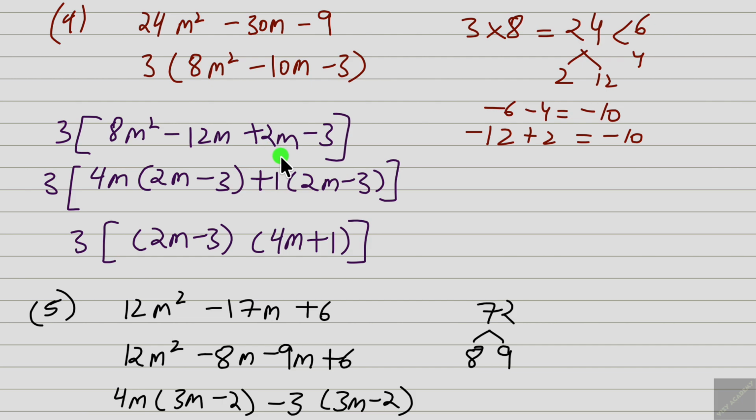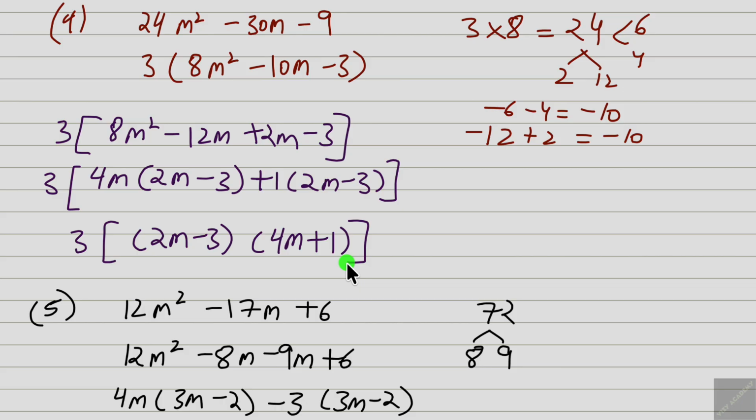Now we are going to take the GCF common. 8m square minus 12m, we take 4m common. So it will be 2m minus 3. And here we take plus 1, 2m minus 3, 3 is outside. Always start with the big brackets. Now the common factor is 2m minus 3. So it will be 3 times 2m minus 3 times 4m plus 1.